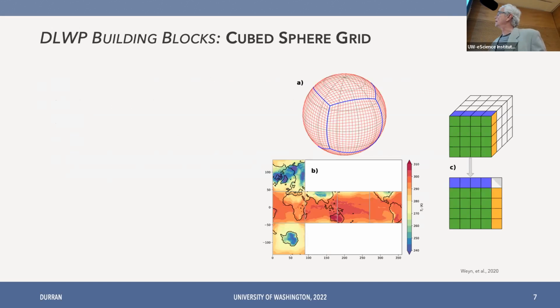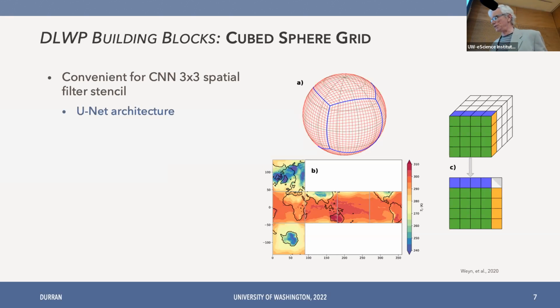Okay, so deep learning weather prediction, I'll just throw a few slides up about the building blocks here. We're using a cube sphere grid, which may seem like a crude approximation, but it's actually now being used in NWP as well. So we have 6 faces of this cube. It's very convenient for the 3x3 convolutional neural network stencils that we're going to apply. This is just like the little animation that Armida showed of a 3x3 convolutional filter stencil.